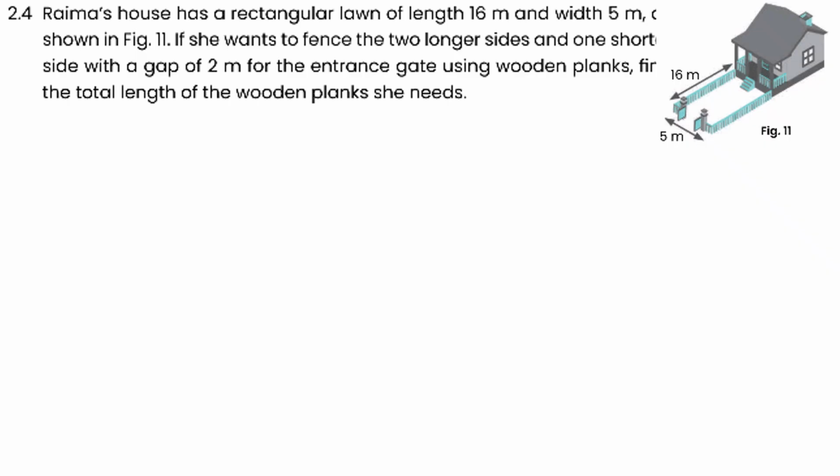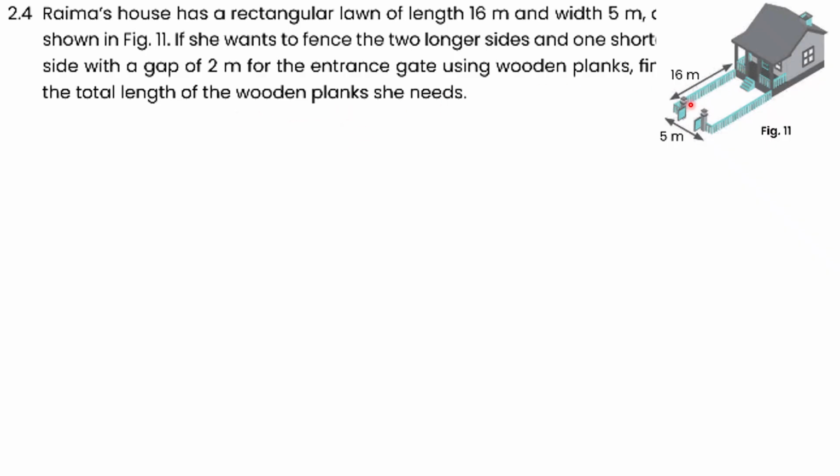Ramya's house has a rectangular lawn of length 16 meter and width 5 meter. If she wants to fence the two longer sides and one short side with a gap of 2 meter. Here she wants a gap of 2 meter. So here it is asking the total length of the wooden plank.